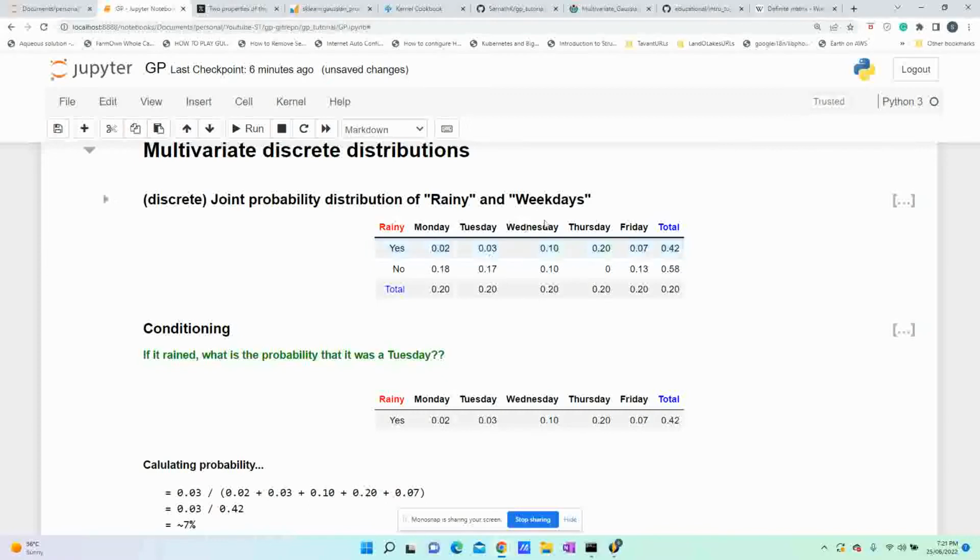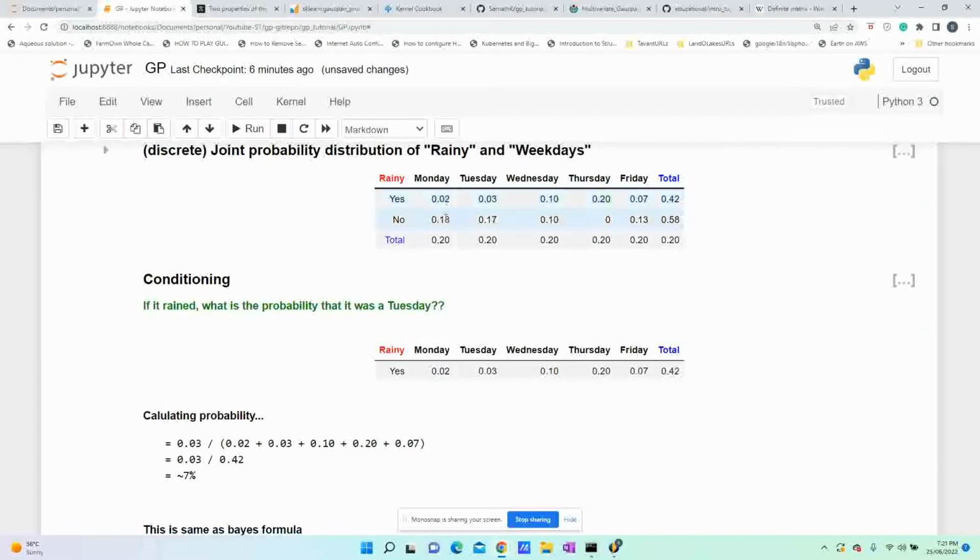So 0.02 plus 0.03 all the way until 0.07 is 0.42. Similarly, you can add these two and get this number. So we are basically marginalizing out a variable. You take a two-dimensional distribution and marginalize on one variable and you get a one-dimensional distribution, right? That is what is called marginalization.